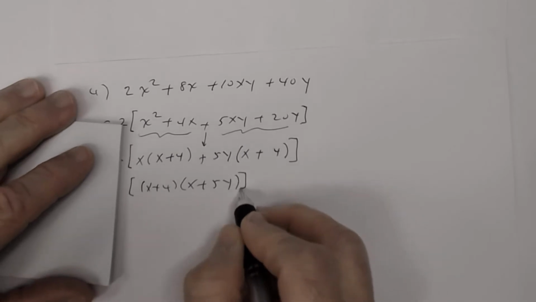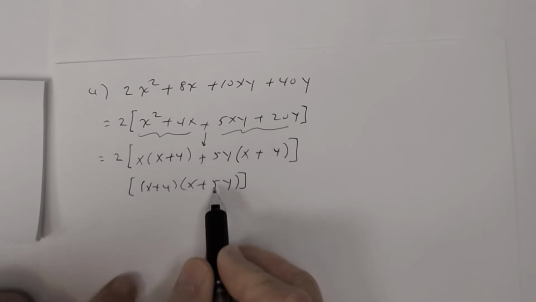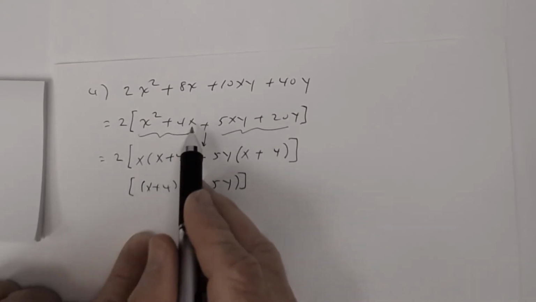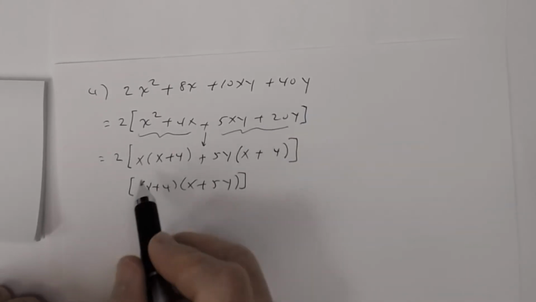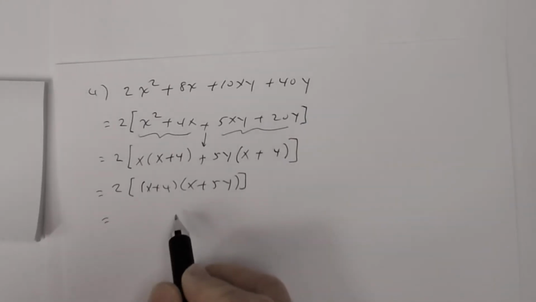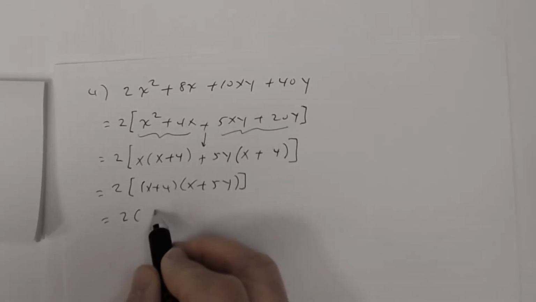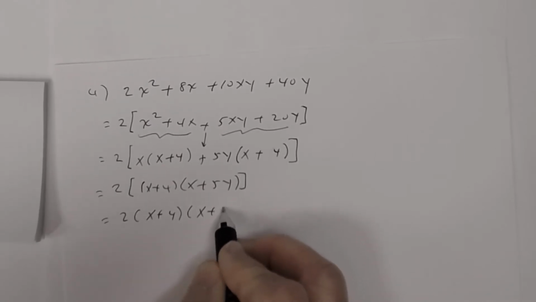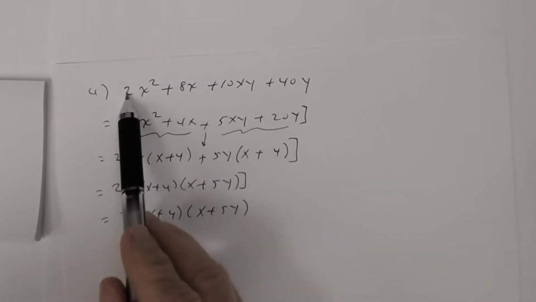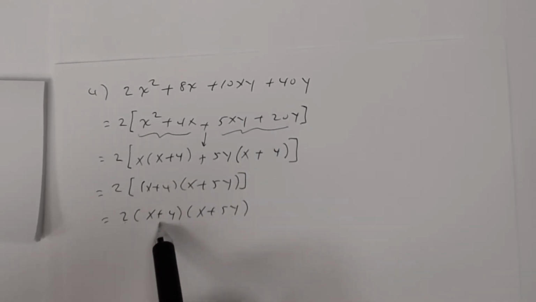And now what you want to do is rewrite this, because don't forget, this right here is a factorization only for this part. But remember, you want to factor the original. So don't forget about the 2. And so what I would do is take the bracket out now, because now you can see that's going to be 2 times x plus 4, and then times x plus 5y. So notice that in number 4, when I factor this, I end up with 3 factors: 2, x plus 4, and then x plus 5y.